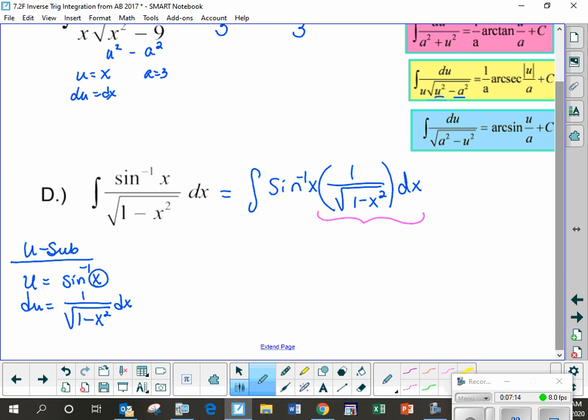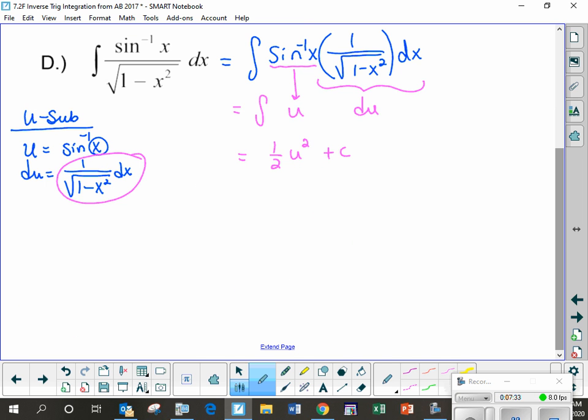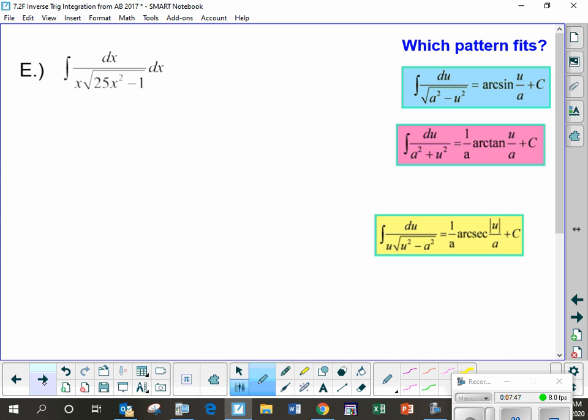This here was our du substitution, and then the u was equal to sine inverse. Now when I integrate this, I'm going to have 1/2 u squared plus c, and let's plug in for u. U is sine inverse x quantity squared plus c. So yeah, just watch. Things can take a turn.